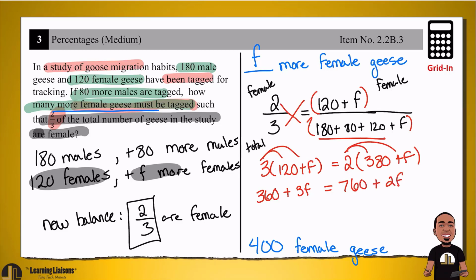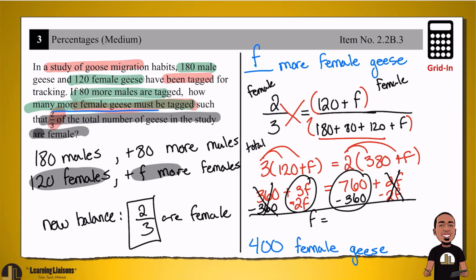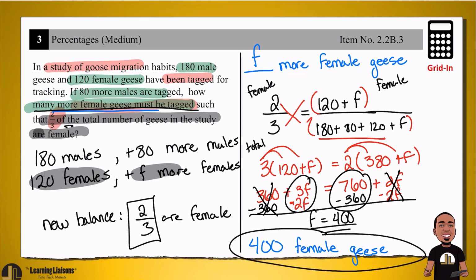Now, I'm going to subtract 2F from both sides. And I'm also going to subtract 360 from both sides. Because I hope you see that on the right side, the F's cancel, and on the left side, the 360 cancels. So here we're left with F equals 400. And remember, F was what we were looking for. F more female geese. How many more female geese is the question? So there it is. 400 is the answer.